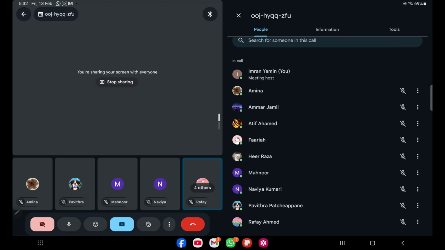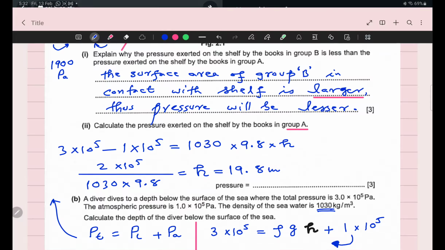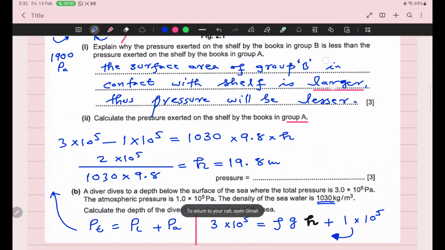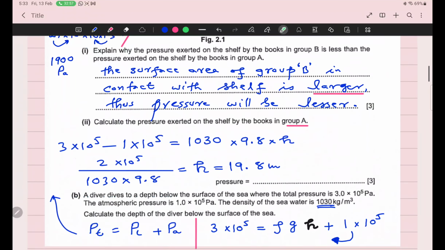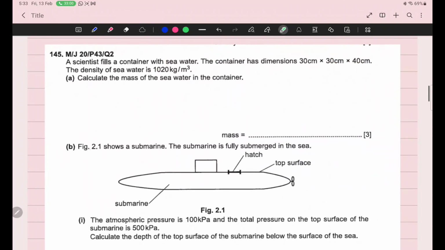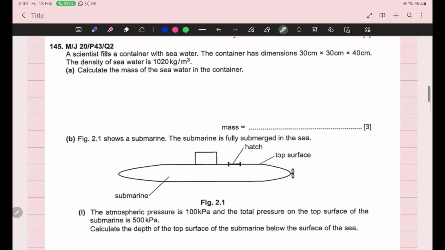Okay, sir, in this question, total pressure minus atmospheric pressure is equal to density, gravity, depth, and by algebra you have calculated H. So this question is totally completed, June 2021. And now we have another question. It is a June 2020 question.